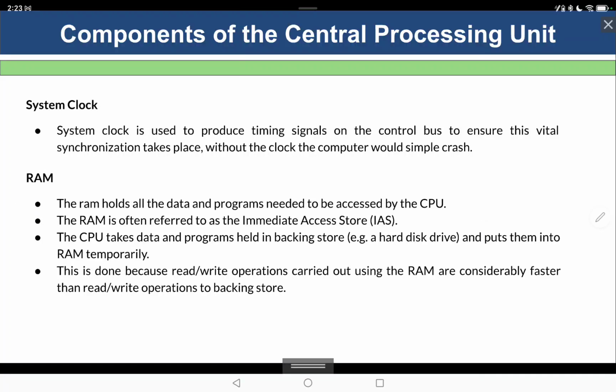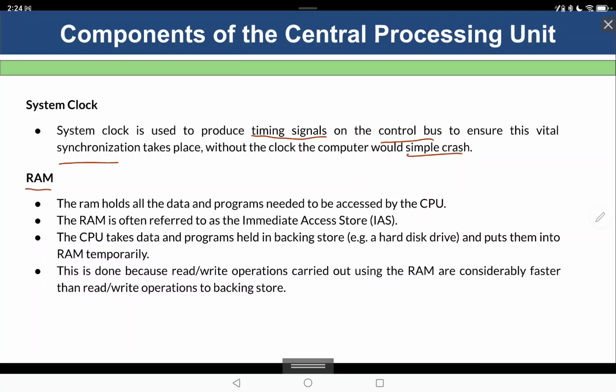Then we have the system clock. The system clock is responsible for producing timing signals on the control bus to ensure vital synchronization takes place. Basically, it sends out timing signals and makes sure that all the parts of the computer are working together. Without the system clock, the system will simply crash. So that is the function of the system clock.